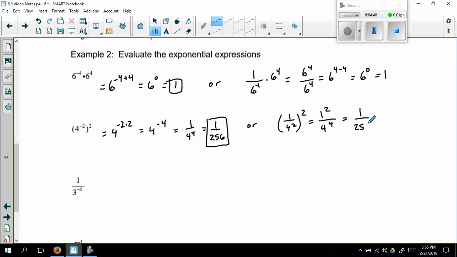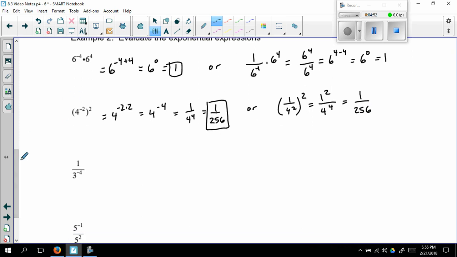And 1 squared is 1, 4 to the 4th is 256. So again, whichever way makes sense to you is fine as long as you're using your exponent rules, as long as you're showing me some work. Please do not just go from here to here.